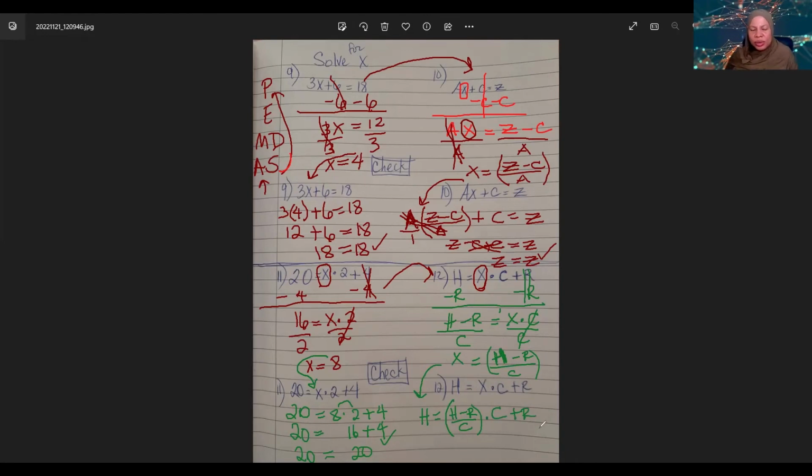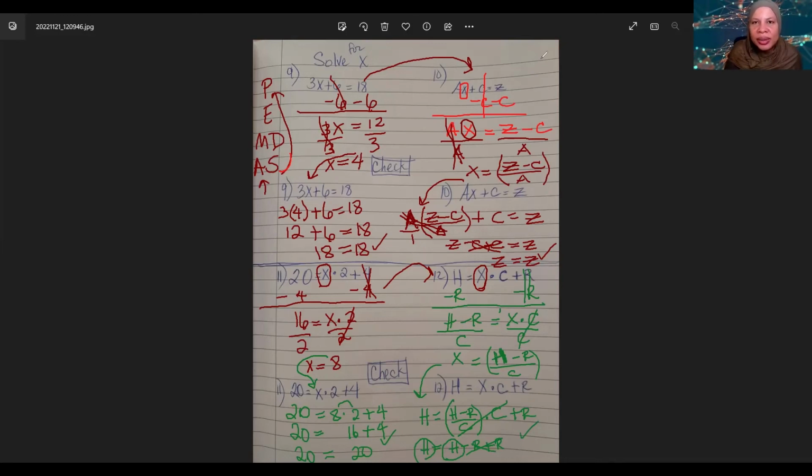Now we have this right here. Remember when I say you have a C across from a C, you can always cancel that out. That's automatic. So you have H equals H minus R plus R. Now the two R's cancel out, so you have H equals H, and that's correct. That's how you do that one. So that should be good for you all.